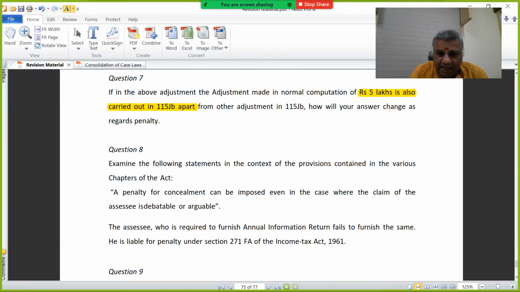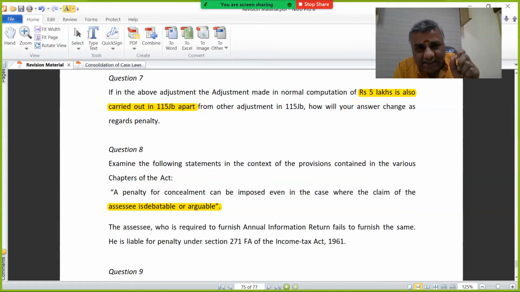Examine the following statement in the context of the provisions contained in various chapters of the Act. A penalty for concealment can be imposed even in a case where the claim of the assessee is debatable or arguable. The assessee who is required to furnish an annual information return fails to furnish it. Is he liable? Okay, right. First, this question: a penalty for concealment can be imposed even in a case where the claim of the assessee is debatable or arguable.